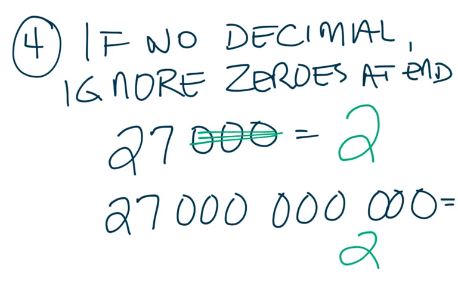So with counting sig figs, again, 4 rules. Non-zeros count, zeros in a sandwich count. If you see a decimal, start at the first non-zero, go to the end. If you don't see a decimal, ignore the zeros at the end. And be patient with yourself.